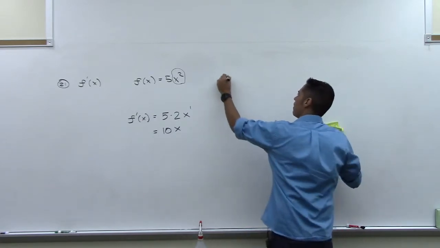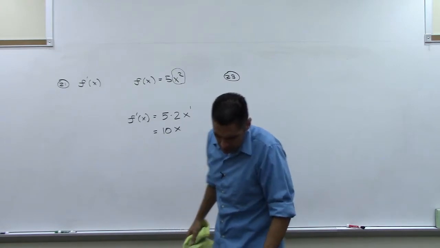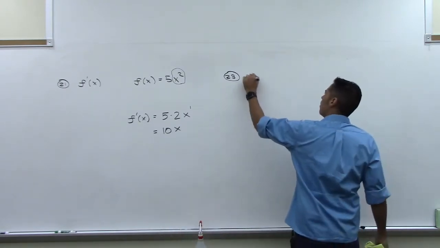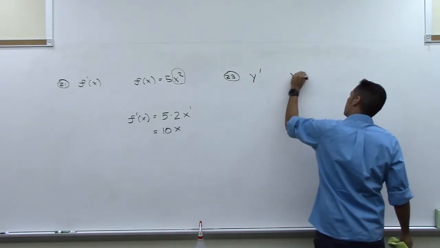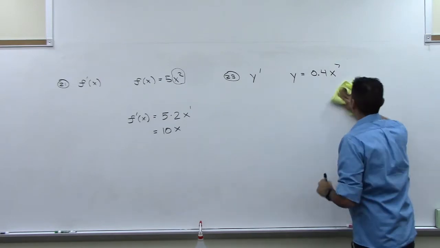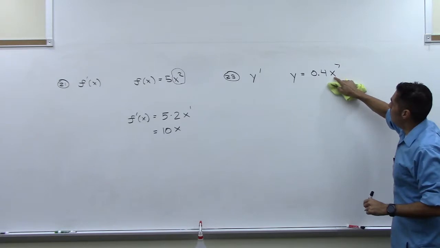Number 23. Y prime, y equals 0.4x to the 7th. We want y prime. So again, 0.4 is a constant attached to a power of x.